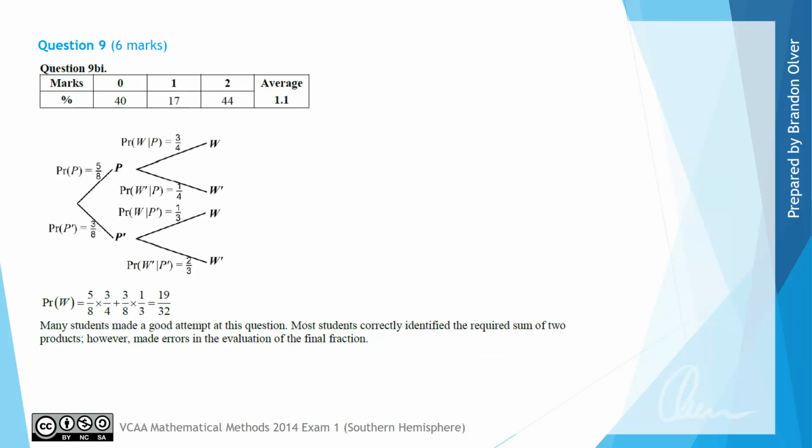From the examiner's report, we can see that 44% of students got full marks, and the examiner's report details a tree diagram approach and goes on to say that many students made a good attempt at this question. Most students correctly identified the required sum of two products, which was identifiable through the tree diagram. However, they made errors in the evaluation of the final fraction.